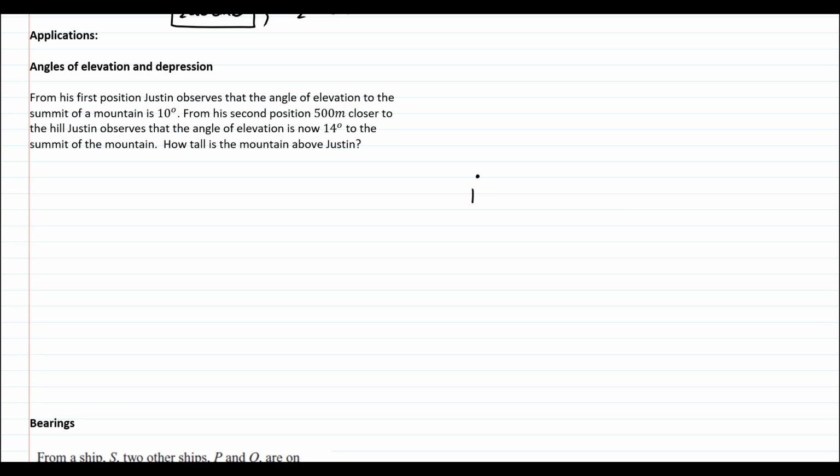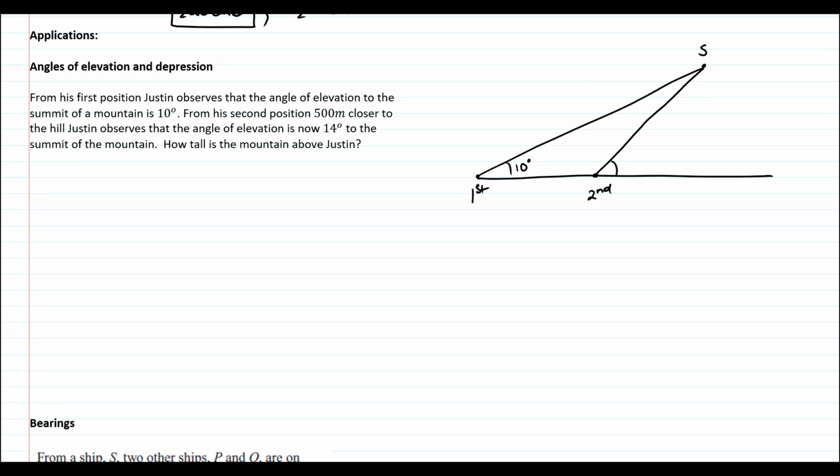So we'll call this one the first position, and we'll put the summit of the mountain up here, and so we have this diagram, and that is 10 degrees. Now obviously that's not 10 degrees, and I'm drawing a not to scale diagram. From his second position, which we'll say is here, we have now an observational angle, or an angle of elevation, of 14 degrees. And of course the question then asks, how tall is the mountain?